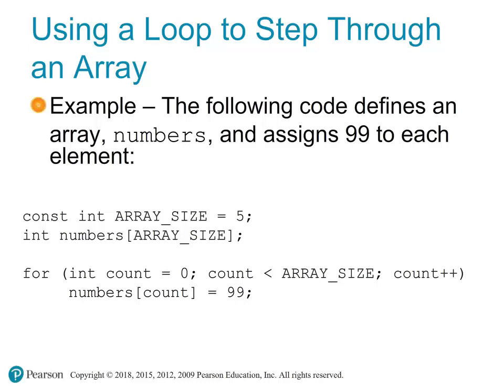This method is especially useful when you are dealing with larger arrays. Imagine having an array of 1,000 elements. Using a loop becomes almost a necessity. Note that we use count < array_size as our loop condition. This ensures that we respect the n-1 rule we discussed earlier, as the last index will be array_size - 1.